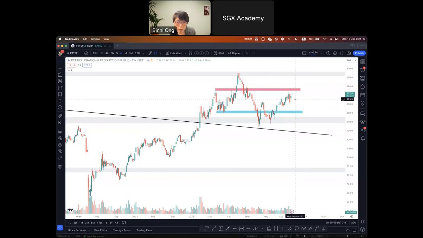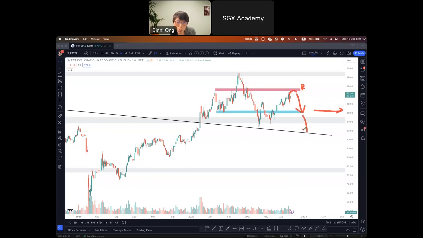Number one, I do not know whether there will be an opportunity or not, but if price does get resisted at this resistance here and doesn't manage to break upwards, then we might have an opportunity for it to come back down to this support level here. So that's about 150 to 153, plus minus around this level here.